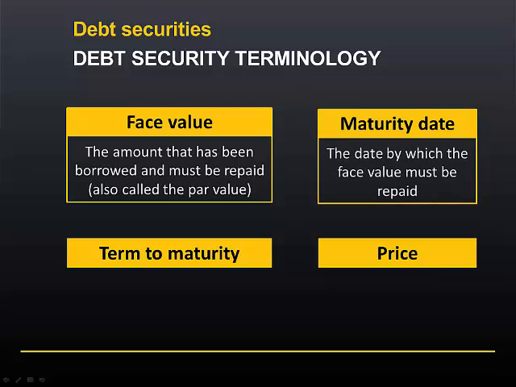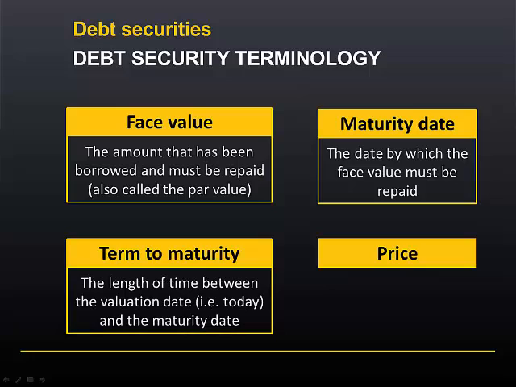The maturity date is the date by which the face value must be repaid. The term to maturity is therefore the length of time between now and the maturity date. Note that the maturity date never changes, but the term to maturity changes every day.